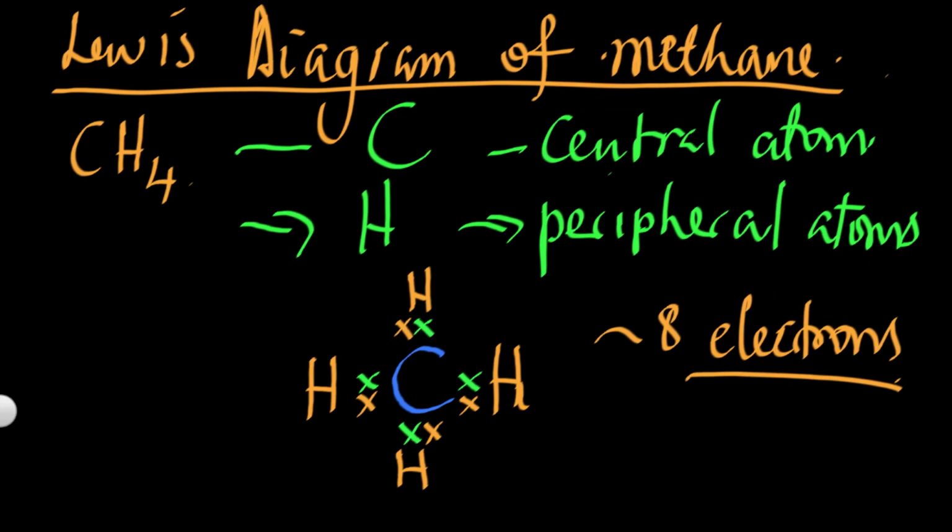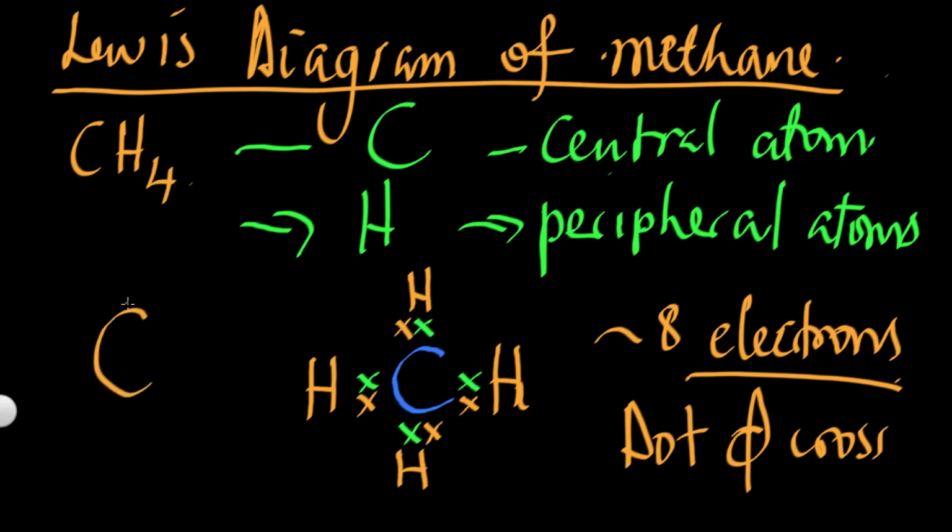Lewis diagrams are also called dot and cross structures. The dots and the crosses are used to indicate electrons. So you can indicate your electrons using dots. You may find some Lewis structures, let's say for carbon, written like the C and with 4 dots around the C. The dots are simply indicating the electrons. So we can either use dots or we use crosses. That is what we use for Lewis diagrams.